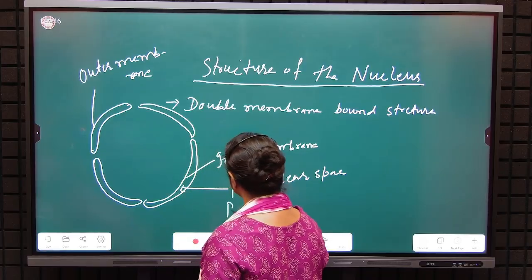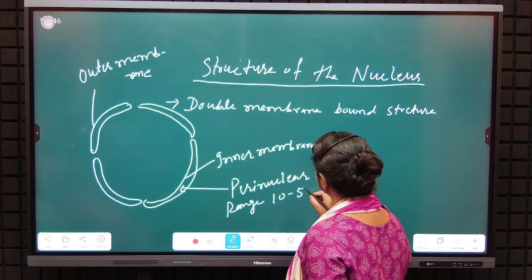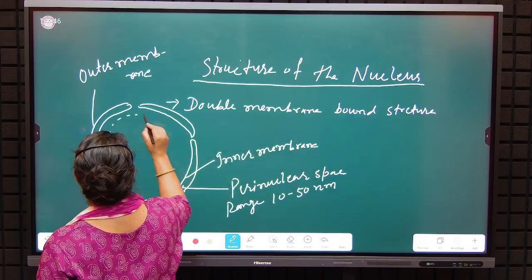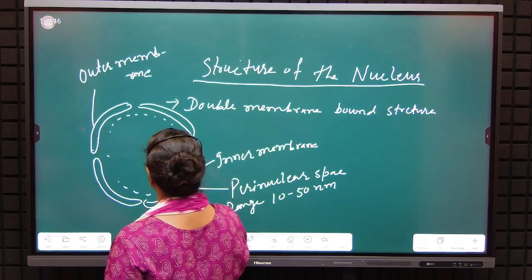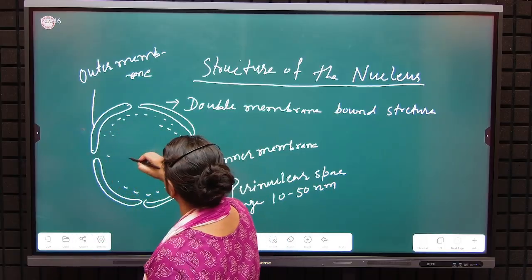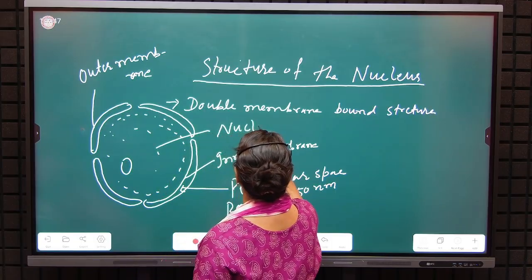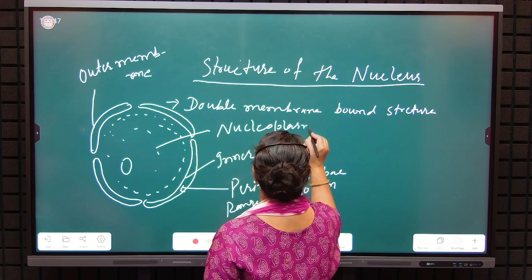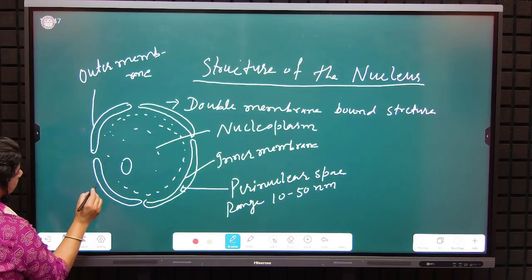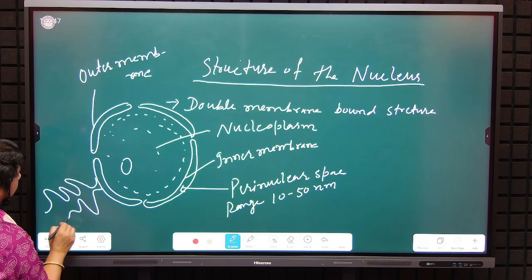Its range is 10 to 50 nanometers. The inner part is known as the nucleoplasm. The outer membrane continues to form the rough endoplasmic reticulum.